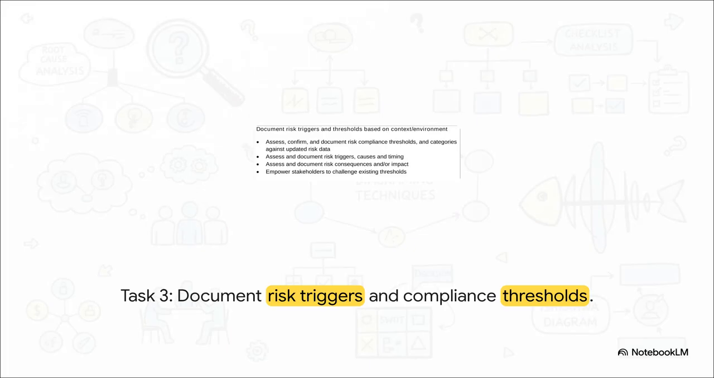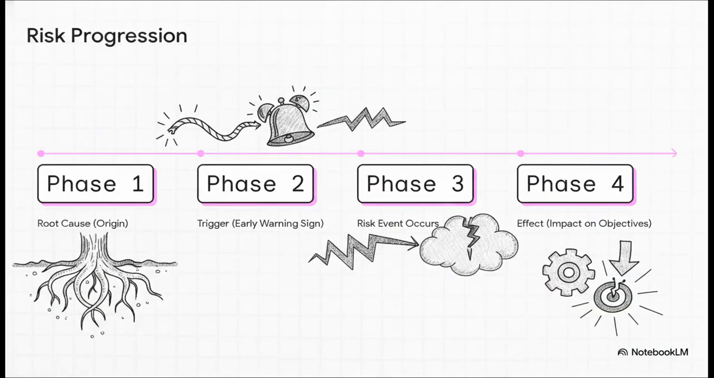Moving on to task 3. Once we've got our suspects and challenged our assumptions, we need a surveillance system. This task requires us to document the actual motives and warning signs of our suspects based on the environment. We have to establish our risk compliance thresholds alongside the triggers, causes, and timing. A brilliant way to visualize this is using the cause-risk-effect meta-language. It provides a mental timeline for assessing these risks.